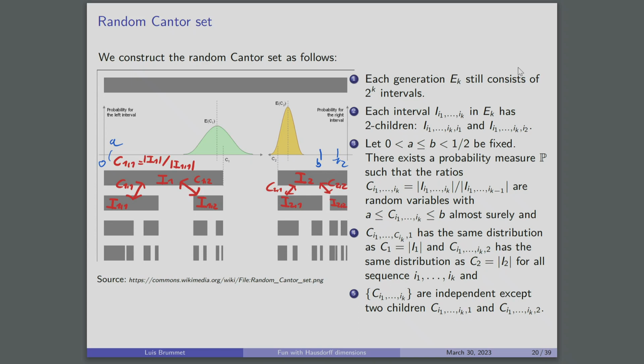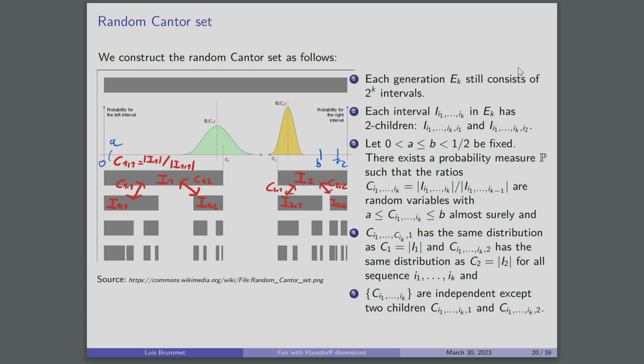And what you also want is those ratios here. So the I1 to the IK, they are all independent except when you check your brother and sister, basically. Those are the only ones you don't want to have independent. And the question is now, can we guess the Hausdorff dimension? Can we calculate the Hausdorff dimension for this set? And the answer is yes, amazingly.